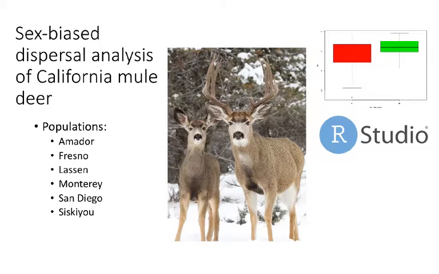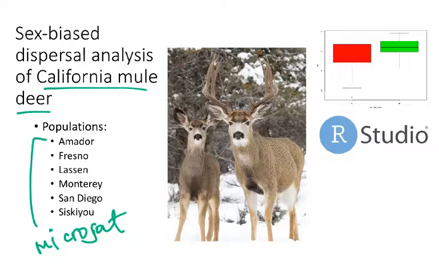Another similar option is doing the same type of sex bias dispersal analysis, but this time in a different species, the California mule deer. This would again be with microsatellites, and you would be comparing different populations, slightly different populations than in the bear, and you would again be using RStudio to conduct the same type of sex bias dispersal analyses using that hierfstat package. That's another option.